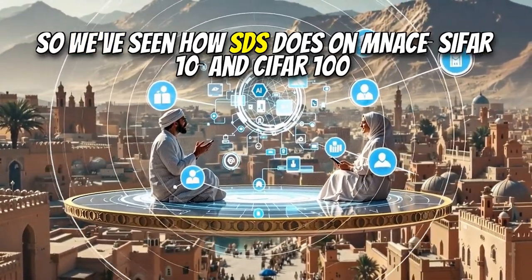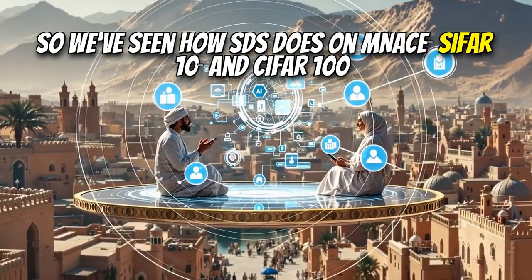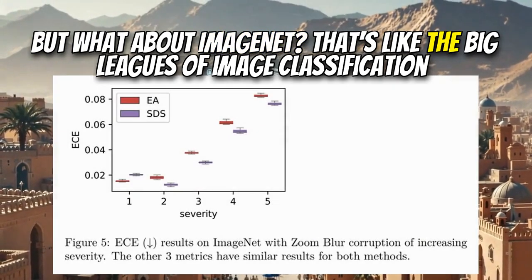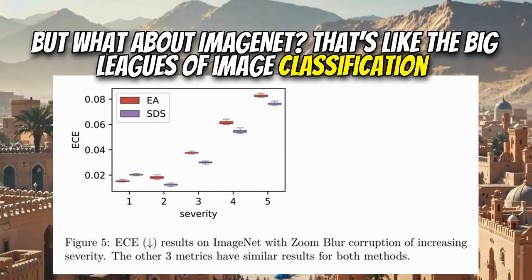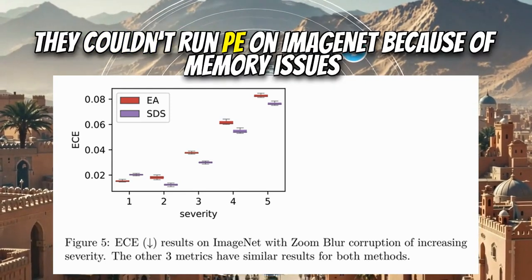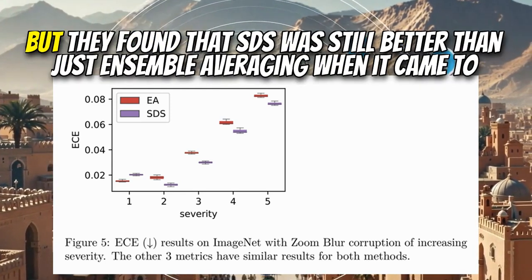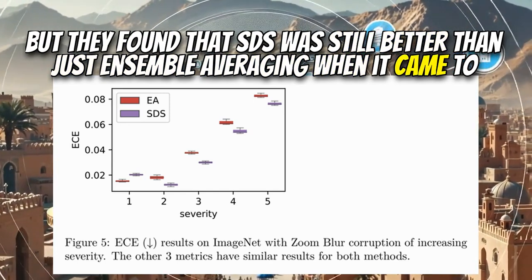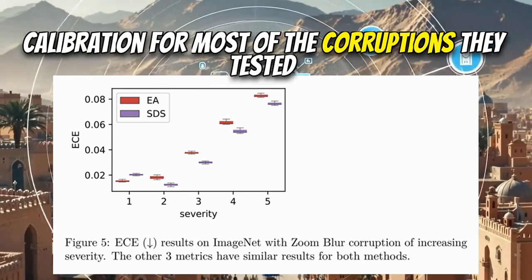So we've seen how SDS does on MNIST, CIFAR 10, and CIFAR 100. But what about ImageNet? That's like the big leagues of image classification. Oh, for sure. And even on ImageNet, SDS did a really good job. They couldn't run PE on ImageNet because of memory issues, but they found that SDS was still better than just ensemble averaging when it came to calibration for most of the corruptions they tested.